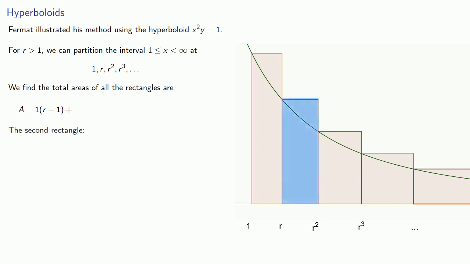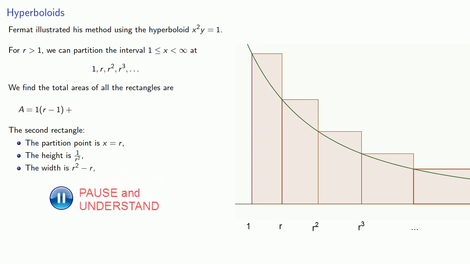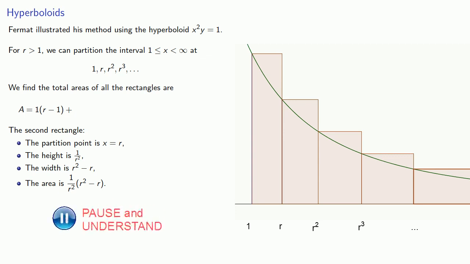How about the second rectangle? For the second rectangle, our partition point is at x equals r, and the height is 1 over r squared. The width is r squared minus r, and so the area is 1 over r squared times r squared minus r. But we can do a little algebraic simplification and get the area of the second rectangle.